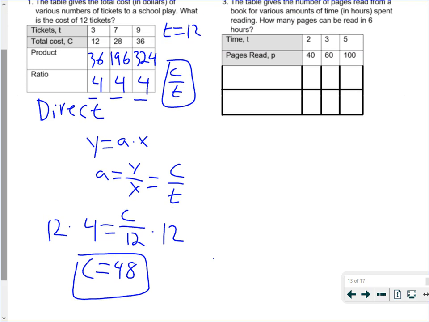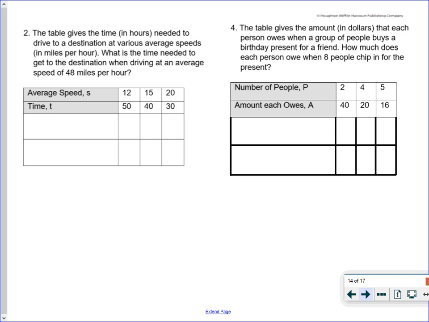All right. So we're not going to do number 3, but we're going to go ahead and do number 4, or sorry, number 2. That's right underneath number 1. It was on the next slide. So we're going to go ahead and work this one. So this says that the table gives the time needed to drive to a destination at various average speeds.